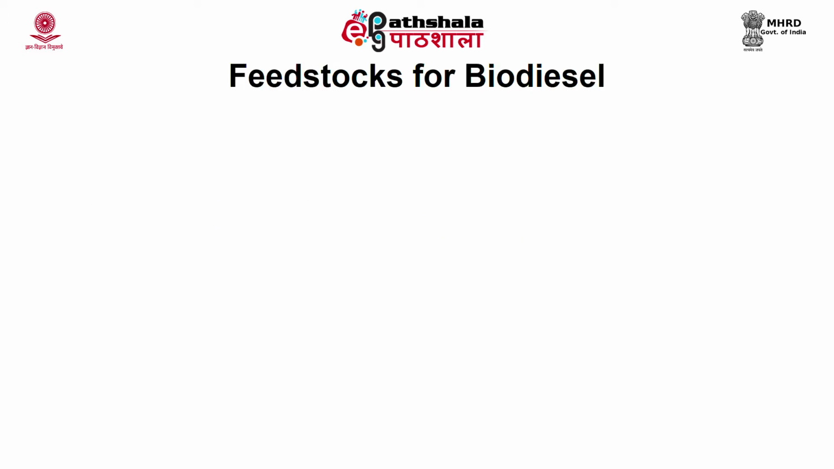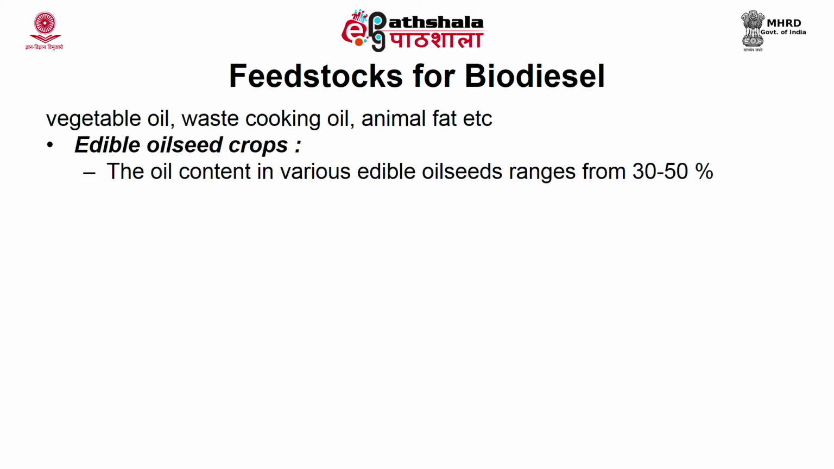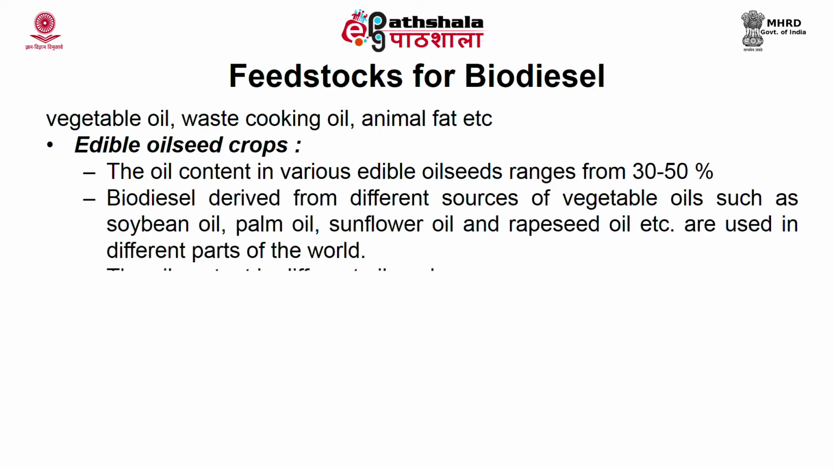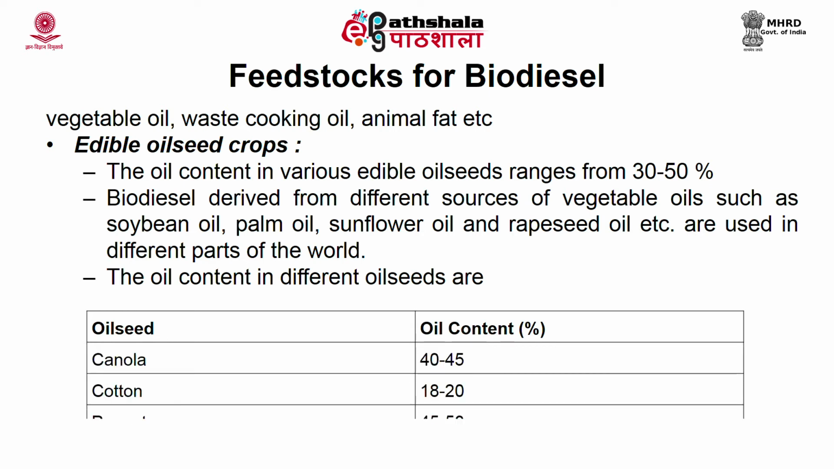What are the feedstocks used for biodiesel production? The main one is the edible oil seed crop. The oil content in various edible oil seeds like canola, cottonseed, peanut, soybean, sunflower, coconut, olive, and palm oil is shown in the table, and it ranges mostly from 30 to 50%. Biodiesel derived from these vegetable oils is a debate between food versus fuel.